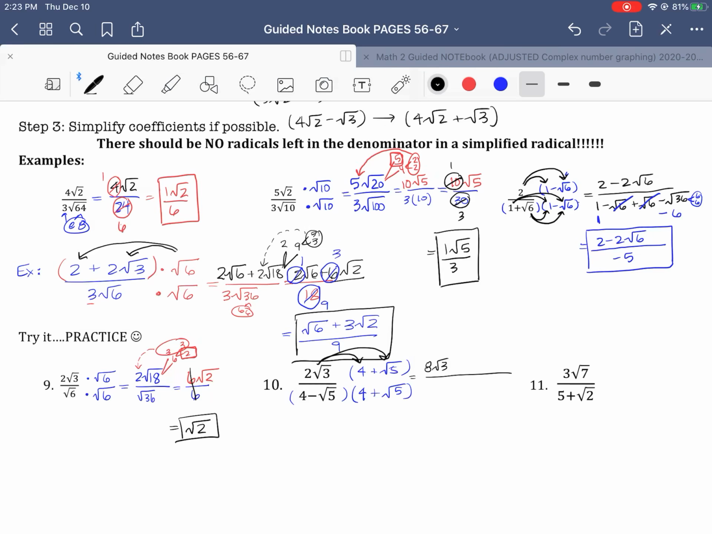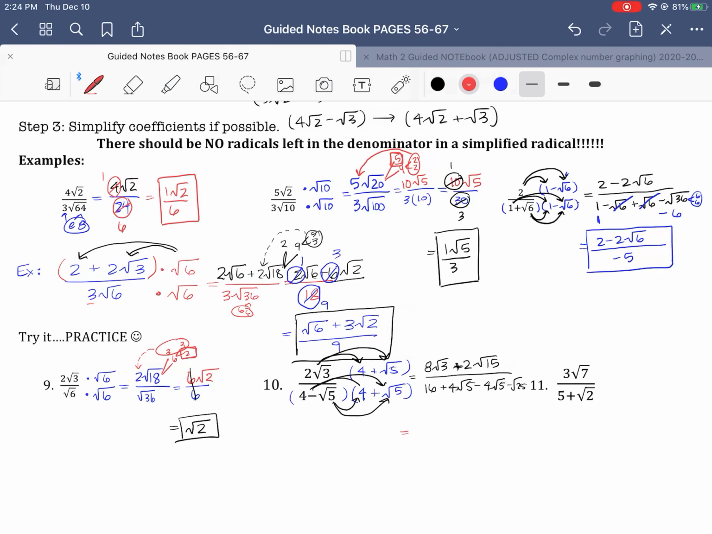2 square root of 3 times the square root of 5 is 2 square root of 15, and that's a plus sign. On the bottom, we're FOILing: 4 times 4, 16. 4 square root of 5. Negative root 5 times 4 is negative 4 square root of 5. And then negative square root of 5 times square root of 5 is negative square root of 25. It's getting close over there.